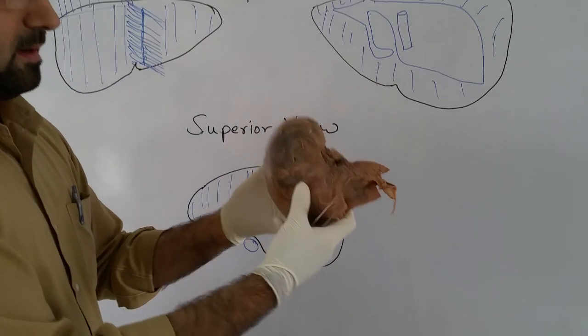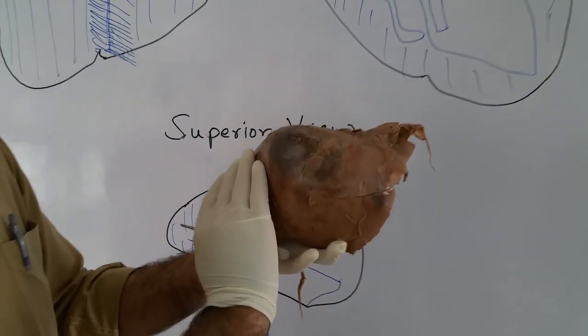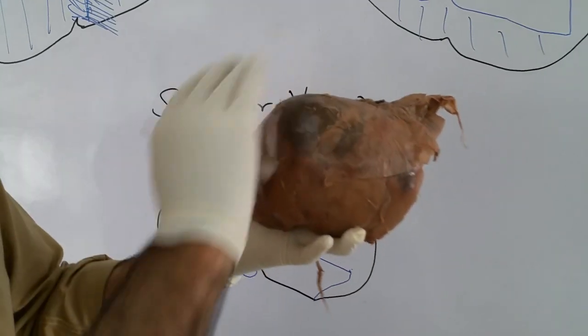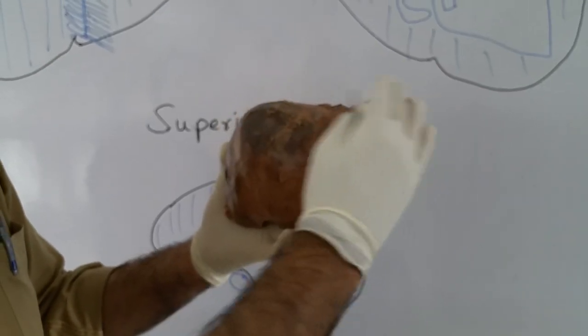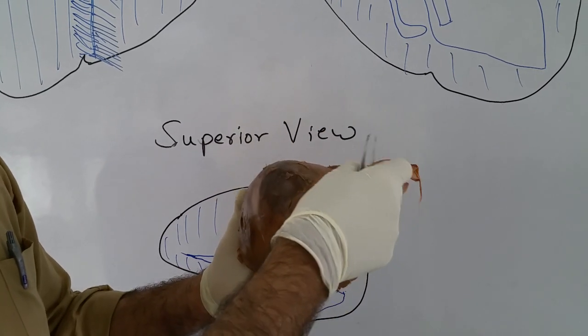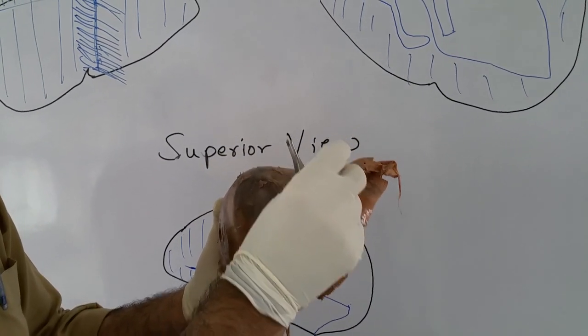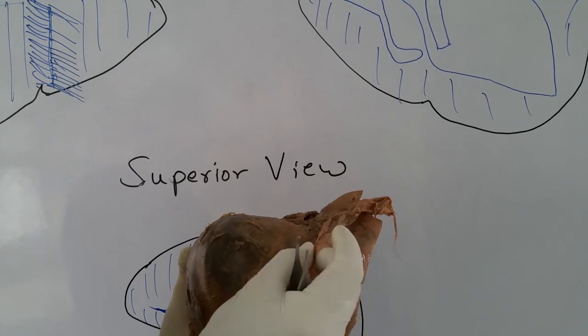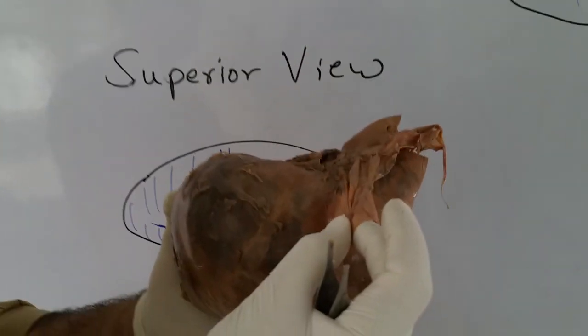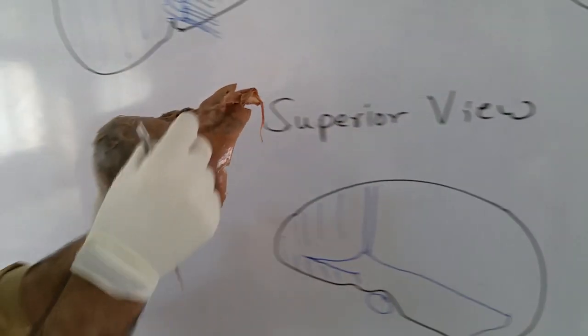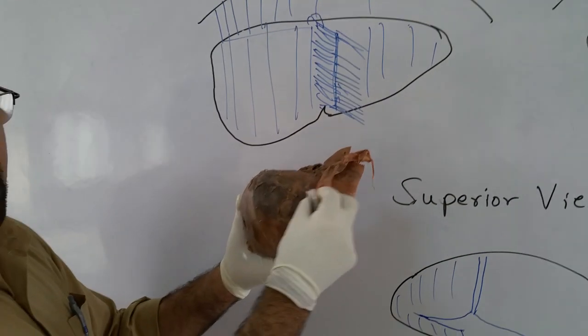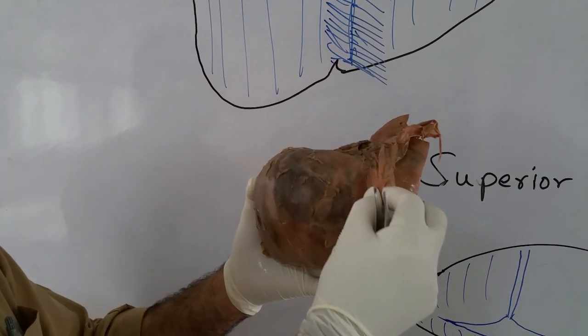Now we will start from the anterior surface. Peritoneum from the anterior abdominal wall and the diaphragm cover the liver completely from this side and from this side, and a fold is reflected like this. This is called the falciform ligament, which I have shown here.